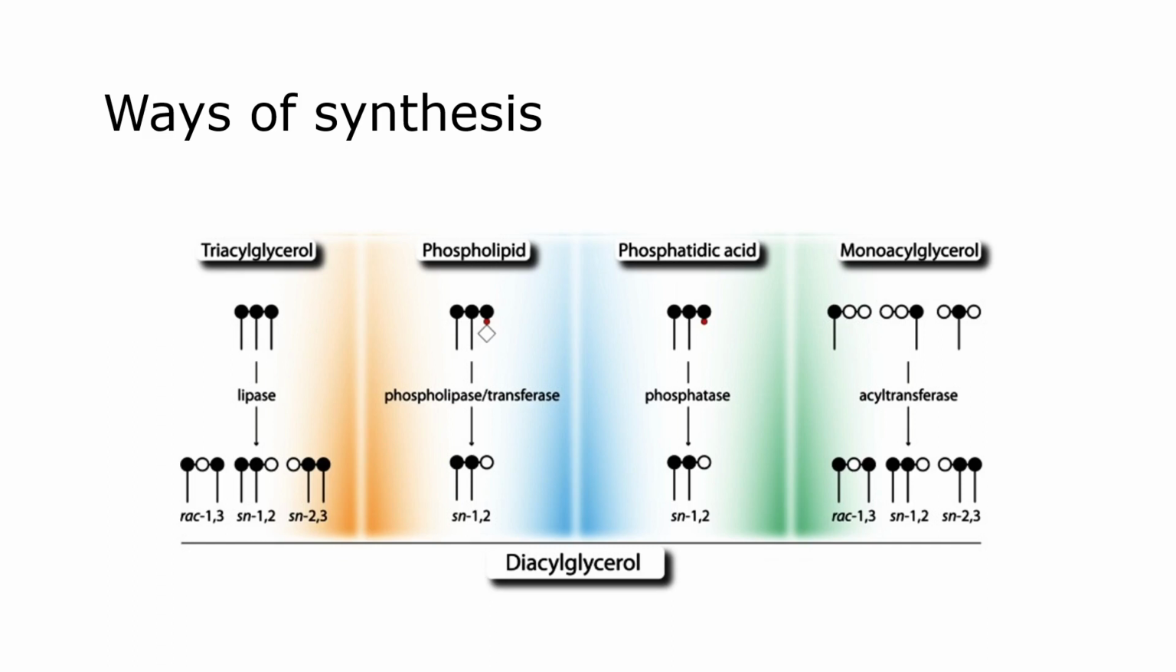Also, there is the fourth reaction, which is catalyzed by acyltransferase. From monoacylglycerol we get three isomers of diacylglycerol. But this reaction is very seldom, and the first three are the main ones, so that's it.